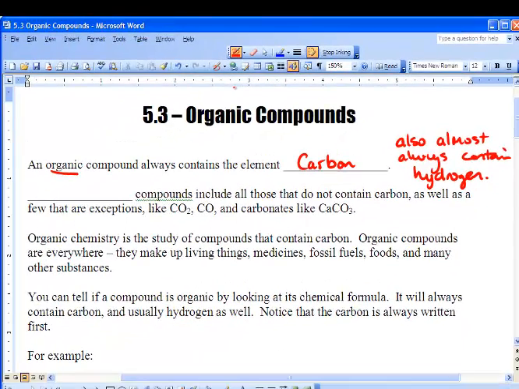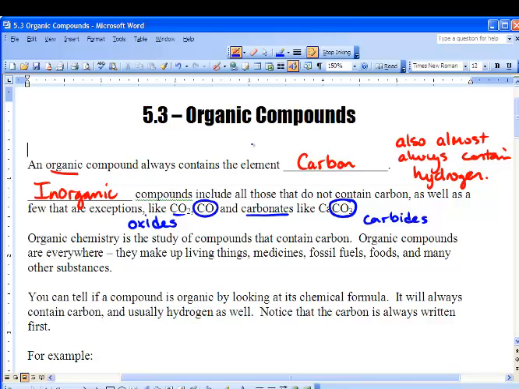So inorganic compounds, so this is the opposite of organic, include all those that do not contain carbon, as well as a few exceptions, and this is important to look at here. Exceptions like oxides, so this would be carbon dioxide. We've also got carbon monoxide here. We also have carbonates, which are not organic, and we also have carbides, which are not organic as well. So anything with like a CO3 or a CO or CO2, they're not organic even though they do have carbon in them.